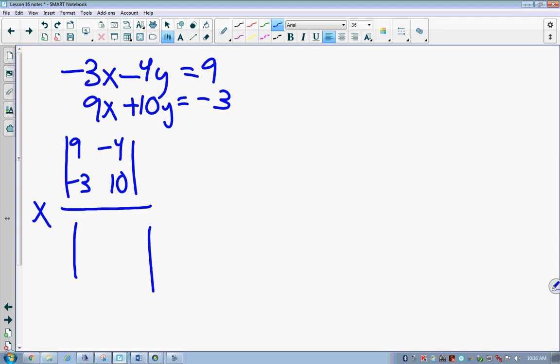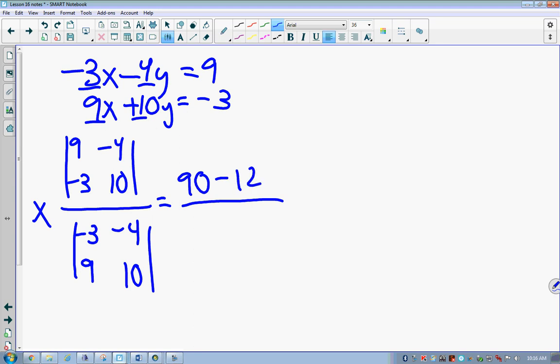Now, in the denominator, I keep everything the same as what it should be. Okay, which is negative 3, negative 4, 9, and 10. Okay, that stays exactly as it would. Now, over here, I have to find the determinants. So that's 90, let's see, 90 minus 12. Does everybody know where I got 90 minus 12 from?